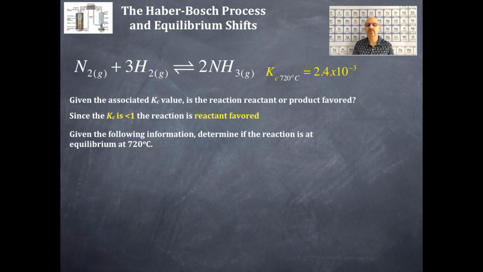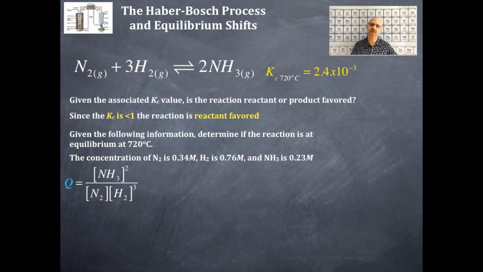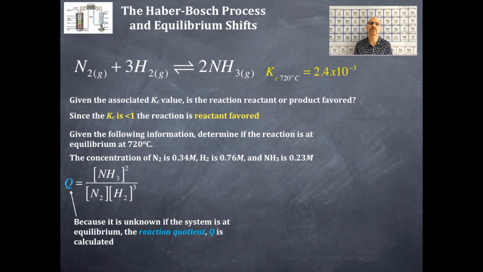Okay, given the following information, determine if the reaction is at equilibrium at 720 degrees Celsius. So I got the same concentrations that I used before: 0.34 molar for the hydrogen, 0.34 for the nitrogen, 0.76 for the hydrogen, and 0.23 for the ammonia. We're going to plug these values into the Q. Again, the Q is the reaction quotient because I don't know if the system is at equilibrium or not. I'm going to plug these numbers in. This is what I get for plugging those numbers into the reaction quotient.